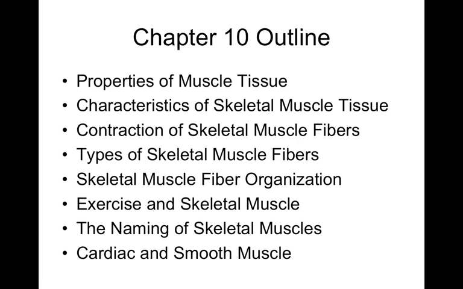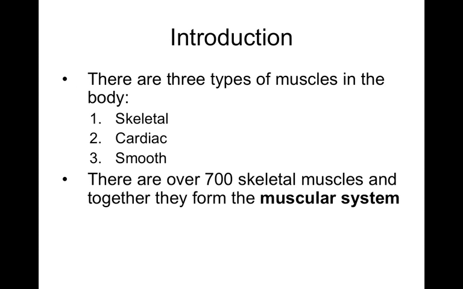However, cardiac muscle is only found in the heart. Smooth muscle is found in hollow organs. That's more like A&P 2 material. Okay, so most of the skeletal tissue chapter here is all about skeletal muscle. We'll get to a little bit on smooth and cardiac muscle.